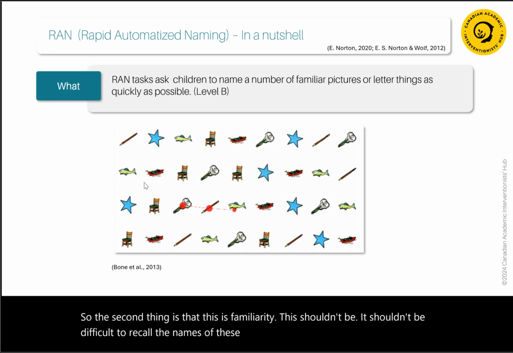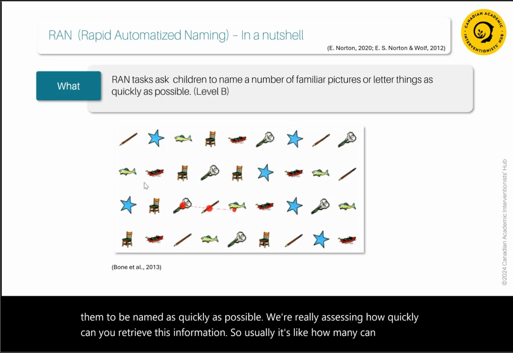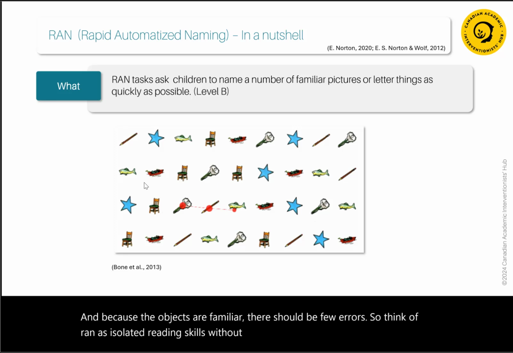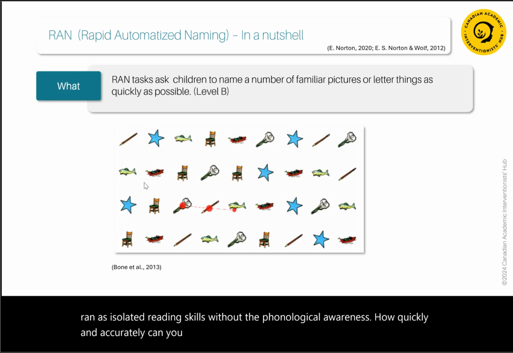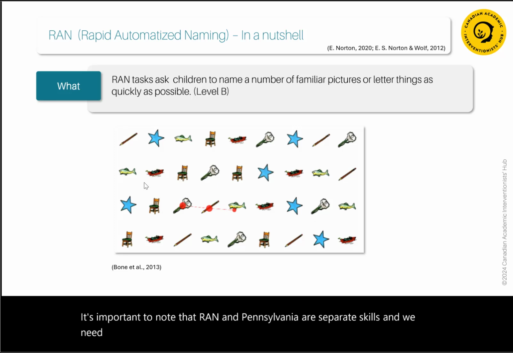And the third thing is that we want them to be named as quickly as possible. We're really assessing how quickly you can retrieve this information. So usually it's like how many can you do in a minute? And because the objects are familiar, there should be few errors. So think of RAN as isolated reading skills without the phonological awareness. How quickly and accurately can you identify, analyze, and recall the connected information? It's important to note that RAN and PA are separate skills and we need both of them to become readers.